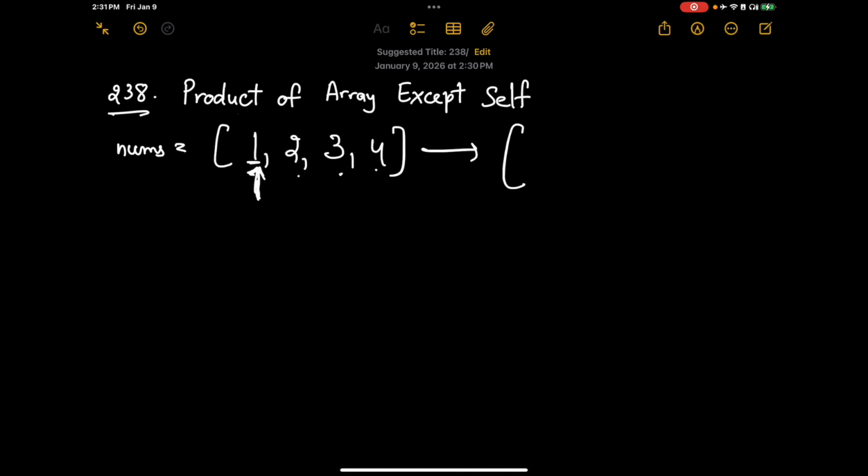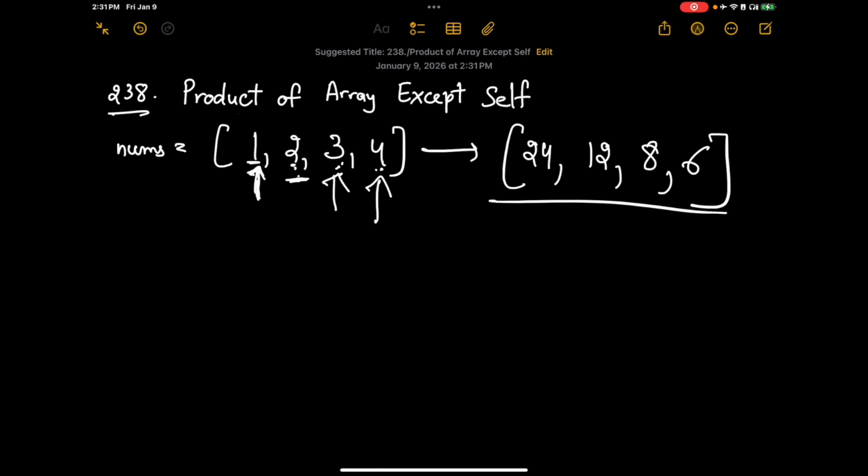So if you multiply all those numbers, you will get 24. For this index, it would be 4 cross 3 cross 1, it's 12. For this index, it would be 4 cross 2 cross 1, which would be 8. For this index, it would be 3 cross 2 cross 1, which is 6. So you have to find this array and return. And you can assume that at any duration, the prefix or the suffix multiplication always fits in a 32-bit integer. So there will be no integer overflow in this case.